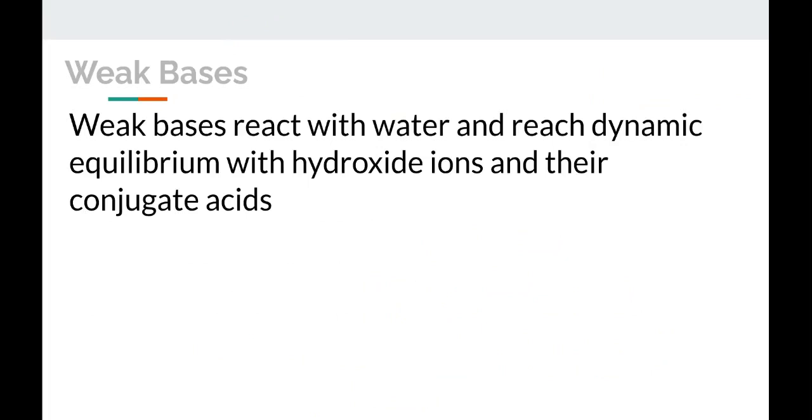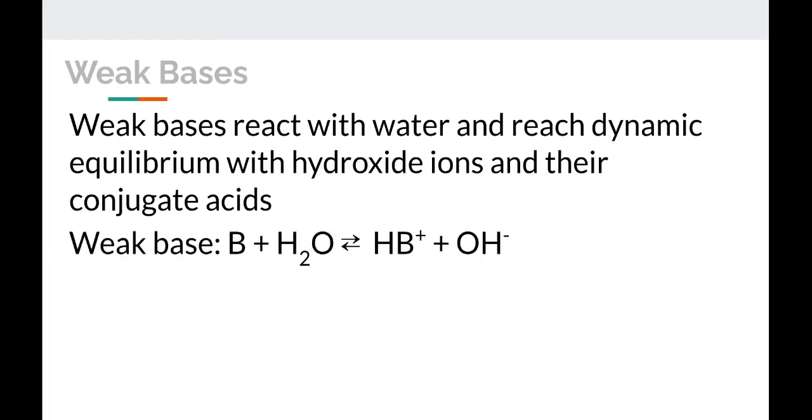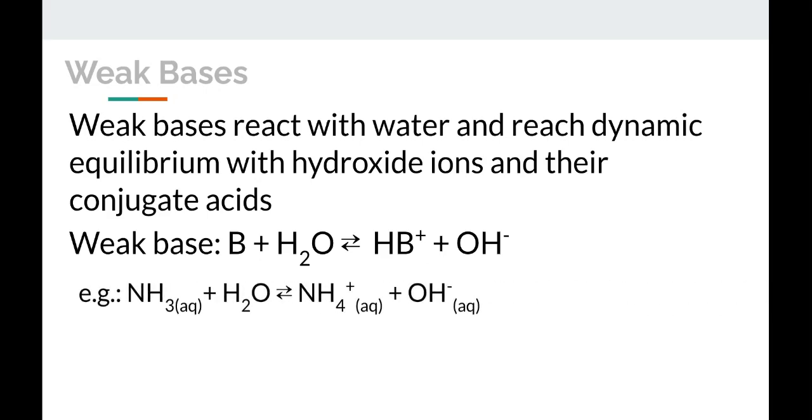Weak bases. Weak bases, like weak acids, reach a dynamic equilibrium with hydroxide ions and the conjugate acids. So here's the general formula for a weak base. B is the base. It reacts with water, a reversible reaction, and forms an equilibrium with a conjugate acid, HB+. Notice that it's one more H, one more plus, and a hydroxide ion. Here's an example. Ammonia, kind of a classic weak base, reacts with water to produce ammonium and hydroxide.